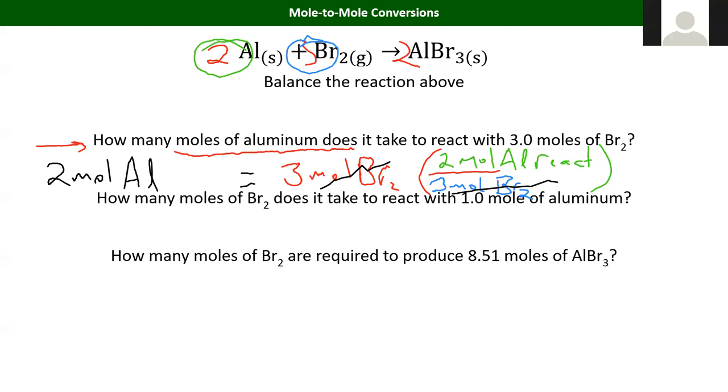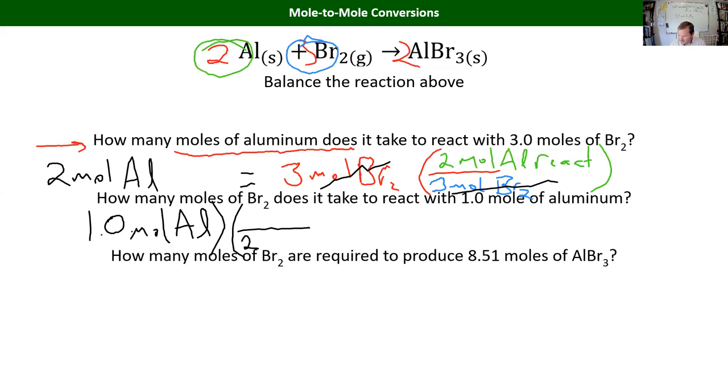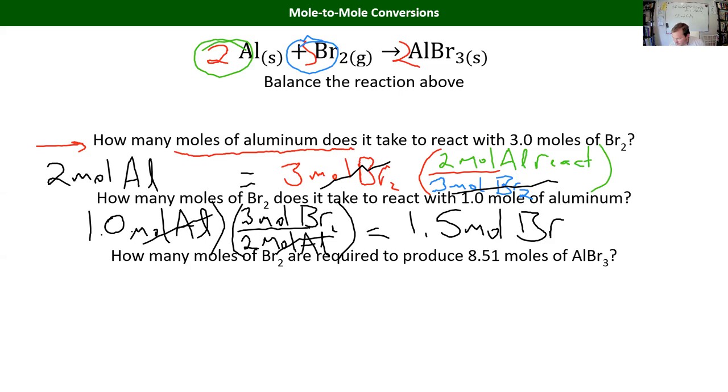If we look at the next one, if you have 1 mole of aluminum, how many moles of bromine do we need to react with that? Well, if we only have 1 mole, and every time we use 2 moles of aluminum, 3 moles of bromine are used, then moles of aluminum cancels moles of aluminum. Now I'm taking my 1 mole of aluminum, dividing by 2, multiplying by 3, and our units left are moles of bromine.